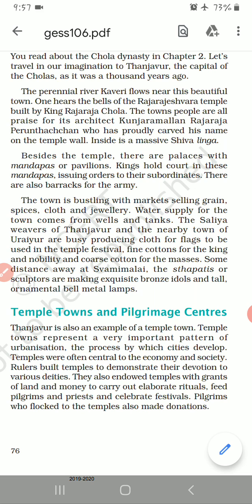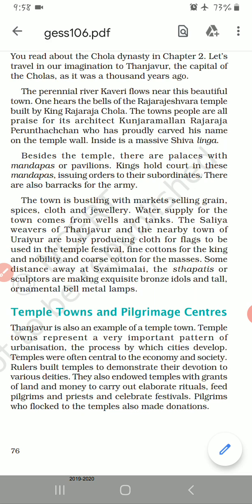One hears the bells of the Rajarajeshwara temple built by King Raja Raja Chola. King Raja Raja Chola was one of the greatest kings of the Chola dynasty. And what can you hear there? If you go to Thanjavur, you can see the Kaveri river flowing. You can hear the bells of the Rajarajeshwara temple. And who has built it? King Raja Raja Chola.